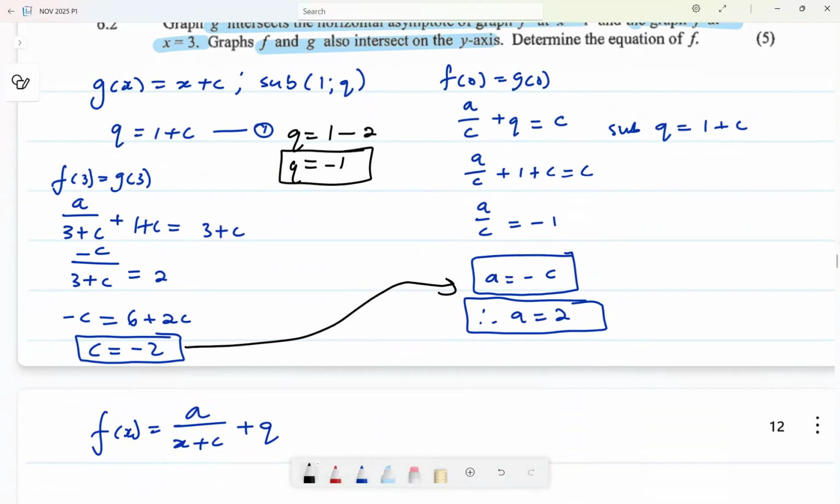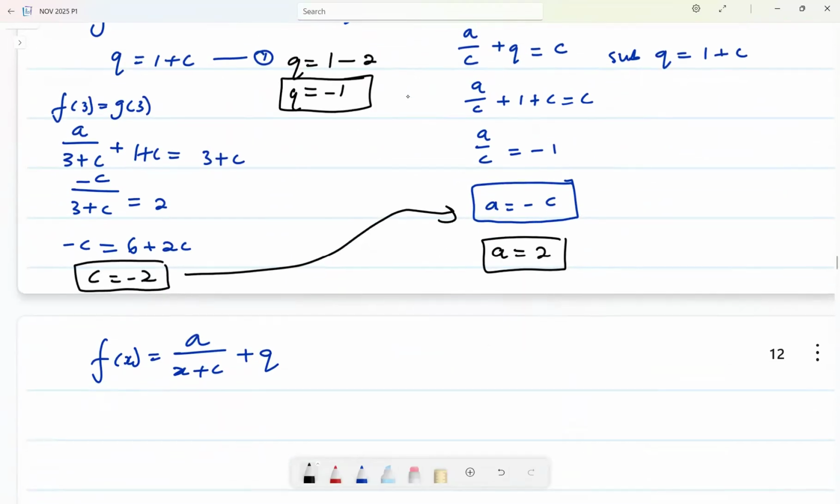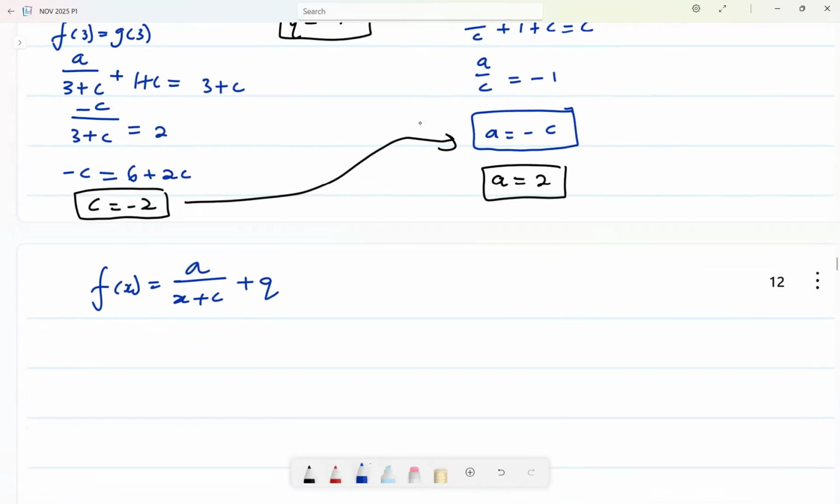Okay, so yes, let me use a different color here and say a is equal to 2, and then c is equal to negative 2, so that we differentiate our answers. So I'm going to say therefore, it means the equation of f of x is now what? A is how much? 2x minus 2 minus 1. Does it make sense?